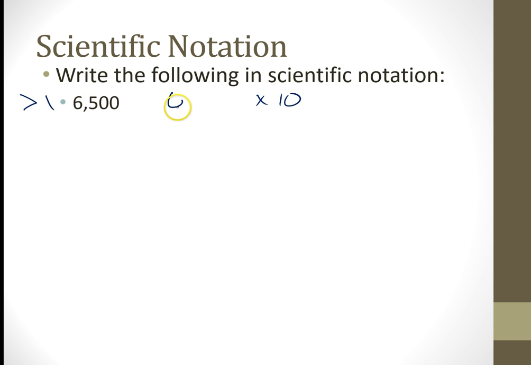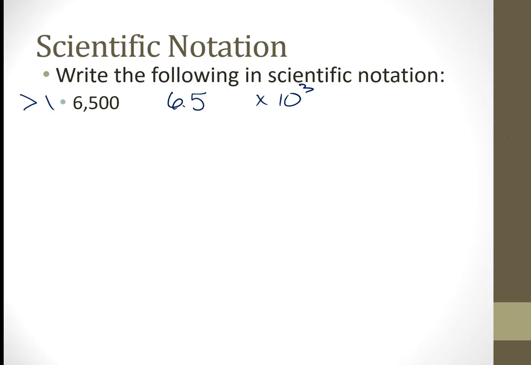So 6.5. Okay, the zeros you can drop. They're not considered to be significant numbers. So 6.5. Now I need to have a multiplier in here to make the difference between 6.5 and 6,500. And that multiplier is 1,000, because 6.5 times 1,000 is 6,500. Well, 10 to the third power is 1,000, so 6.5 times that. So that is correct scientific notation.